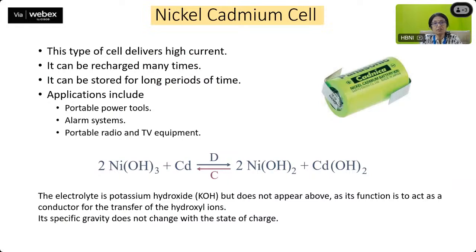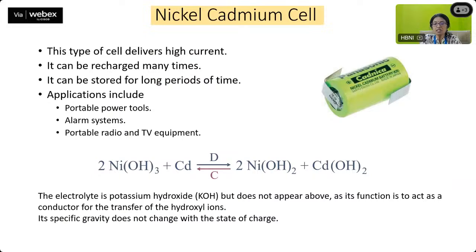The other cell we will talk about is the nickel cadmium cell. This type of cell delivers very high power, can be recharged many times, and can also be stored for a very long period of time. That is why nickel cadmium cells are mostly found in portable power tools, alarm systems, and portable radio and TV equipment. The reaction is nickel hydroxide reacting with cadmium during discharge, giving you nickel hydroxide and cadmium hydroxide. When charging, it again gives you nickel hydroxide and cadmium. The electrolyte is potassium hydroxide, but it doesn't actually take part in the reaction. Its job is to act as a conductor for the transfer of hydroxyl ions. Please remember the specific gravity does not change with the state of charge for this nickel cadmium cell.